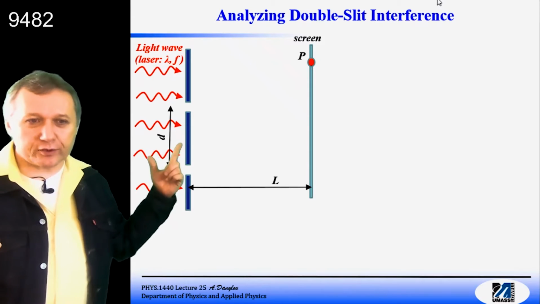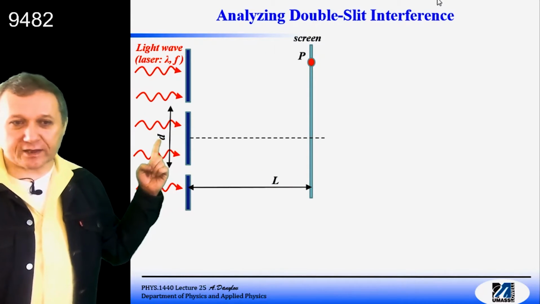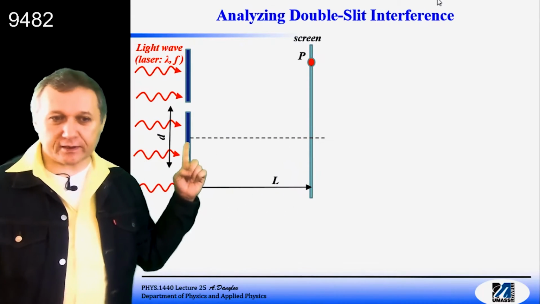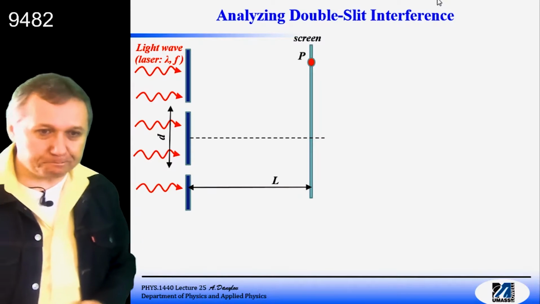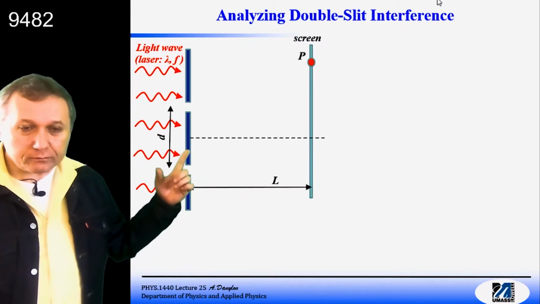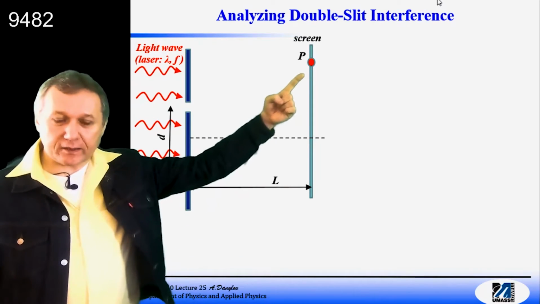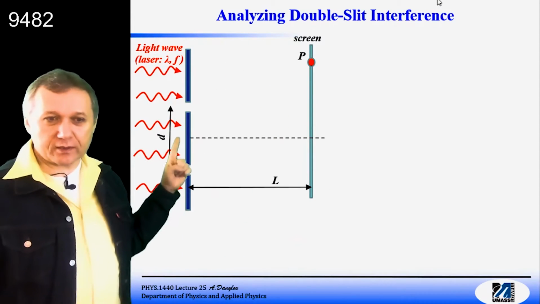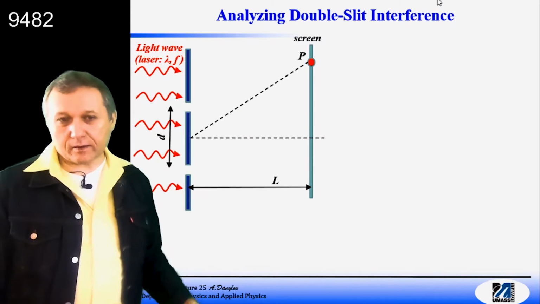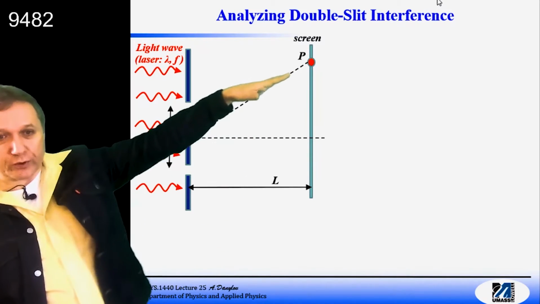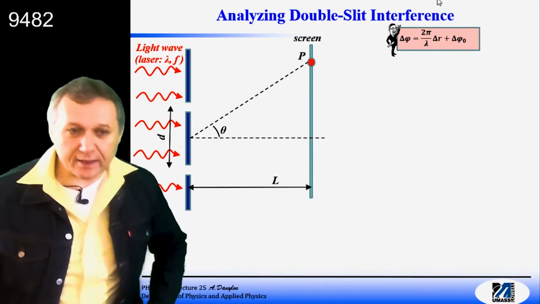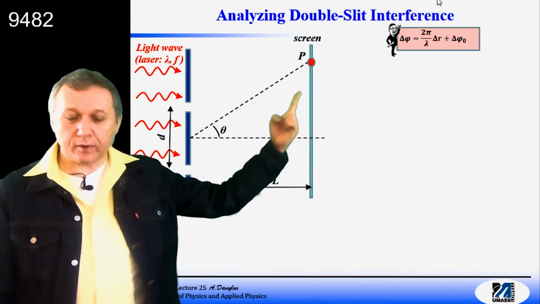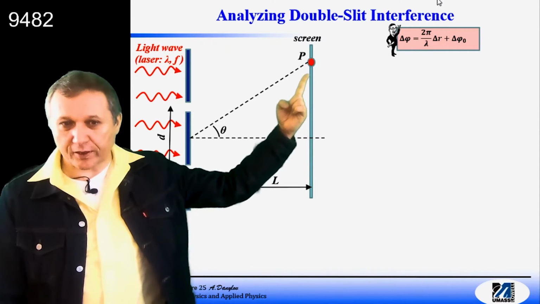So first of all, let me introduce some auxiliary lines showing the center of the system. You see this line, it shows the center of the screen and the center of the double slit. Then of course, let's define the position of this point P with an angle. The direction to point P can be defined by this angle theta. And again, you remember, we want to get the conditions for a bright spot.